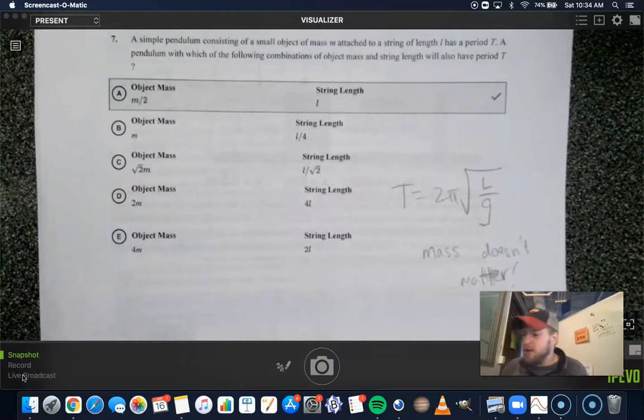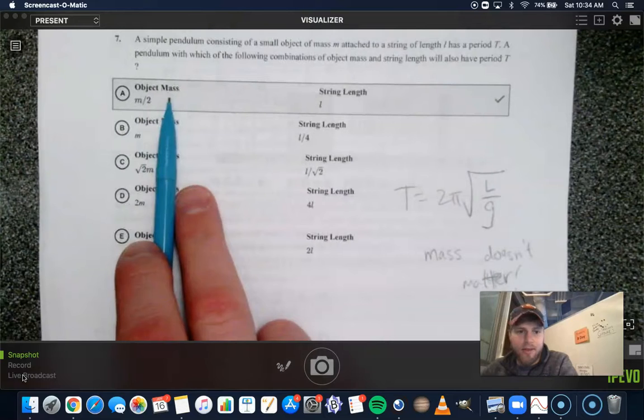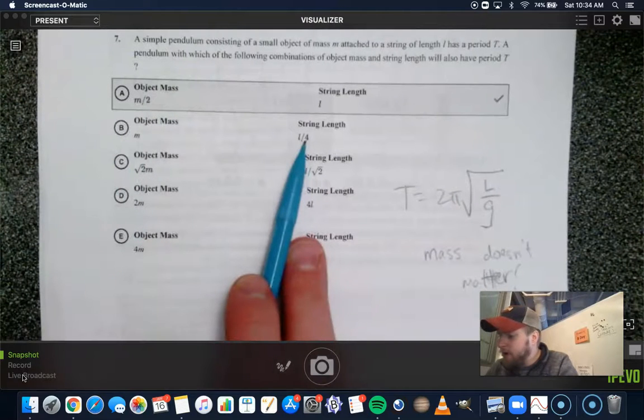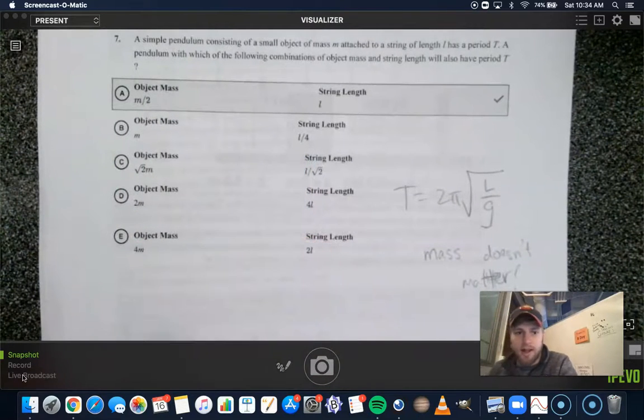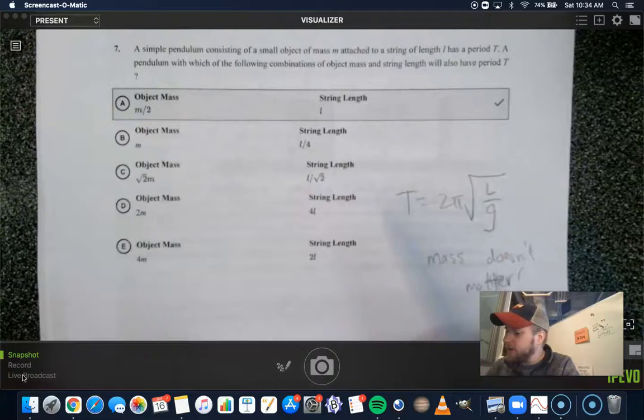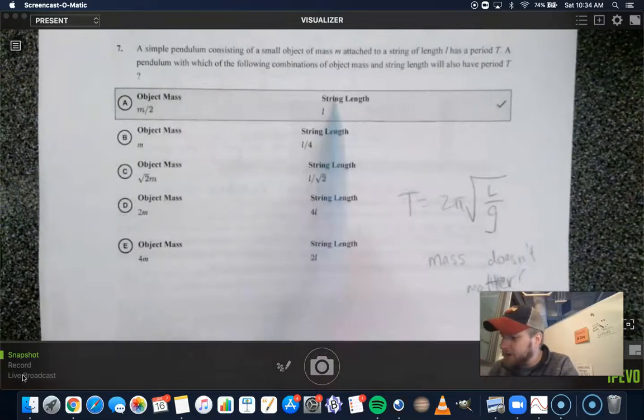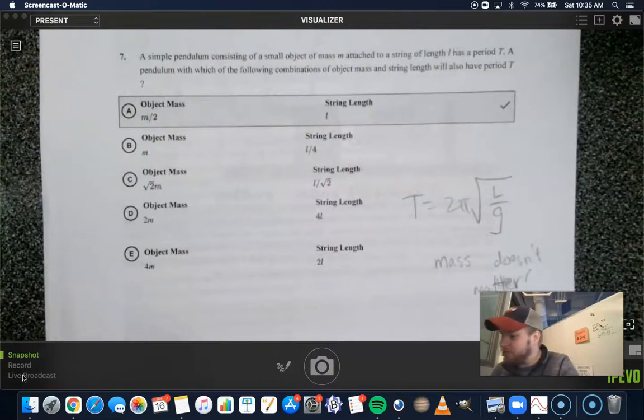It's saying we're going to change things. So here we would have half the mass. Here we'd have the same mass, but a fourth of the string length, and so on. It turns out the only thing that affects the period is the length of the string. So this one's kind of straightforward.